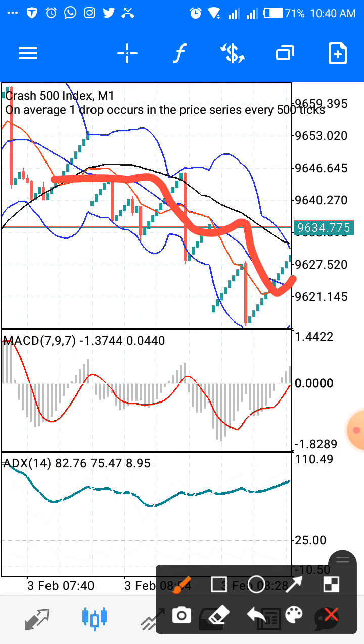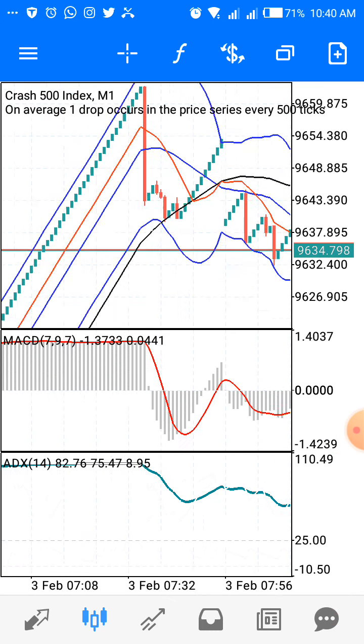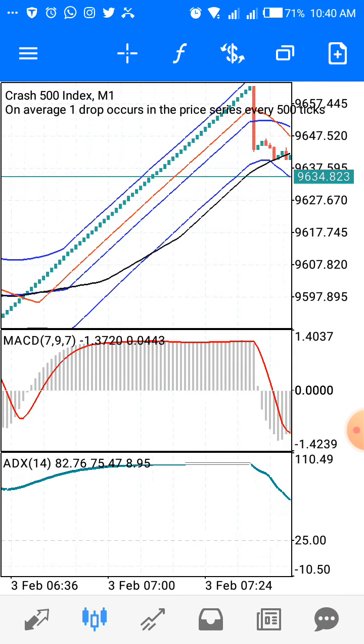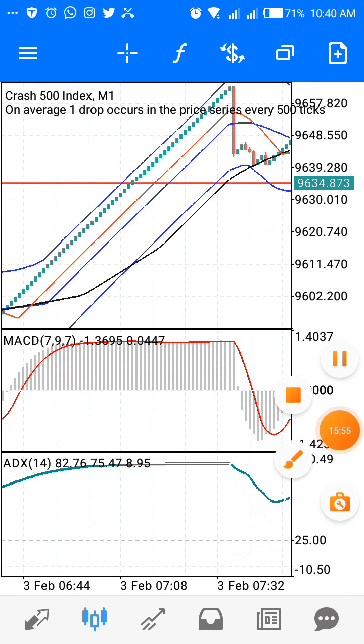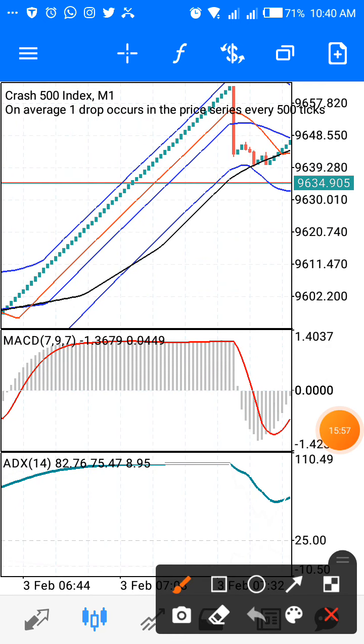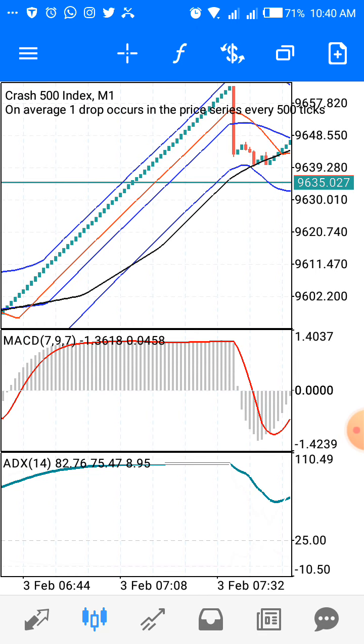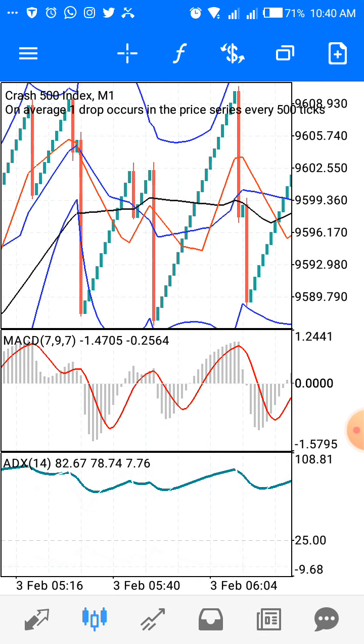Normally if the market is a downtrend, okay, look at this one now. The market is an uptrend. The red line gave us a clear direction that this market is going up. You see it? If the market is a downtrend, the red line gives you that direction.